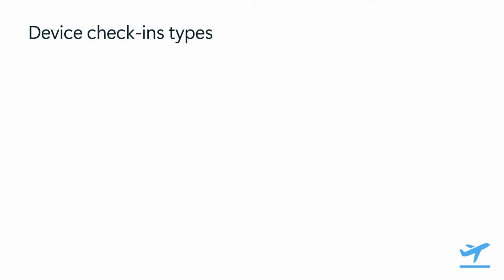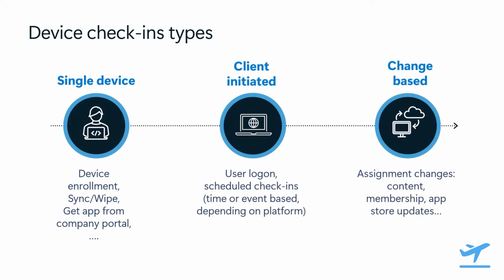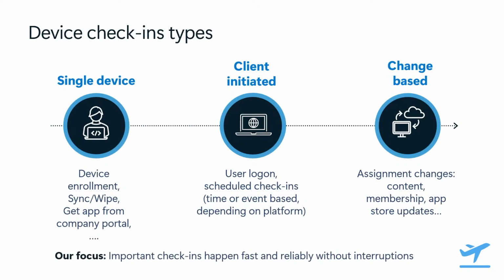At a high level, I like to bucket check-ins into three main groups. Single device check-ins, those are a result of explicit actions taken by an admin or a single user on a single device. Client-initiated check-ins, those usually happen behind the scenes to keep devices healthy when nothing else is going on. And change-based check-ins, those are triggered by what we call the fast lane. The important thing here is that not all device activity is the same. Each of these check-in types serves a different outcome. So our goal is to make sure that important check-ins happen fast and reliably, without interruptions from lower priority check-ins.